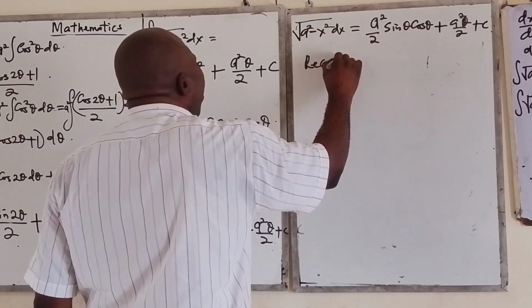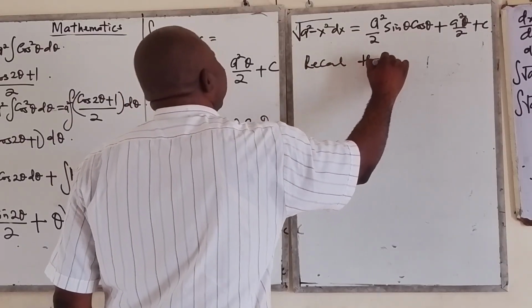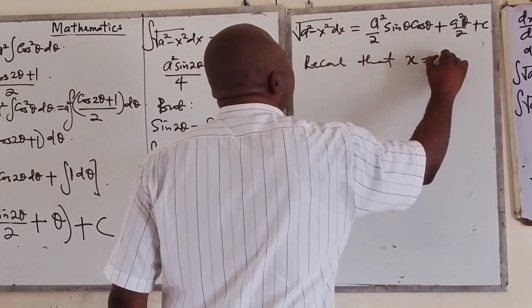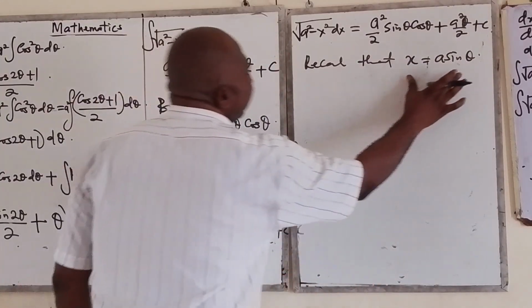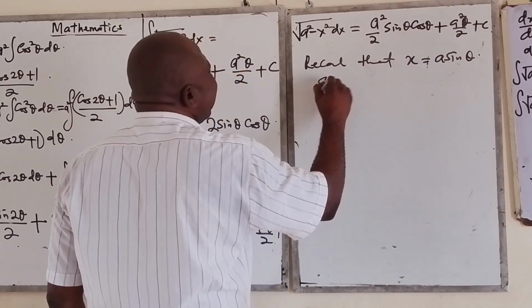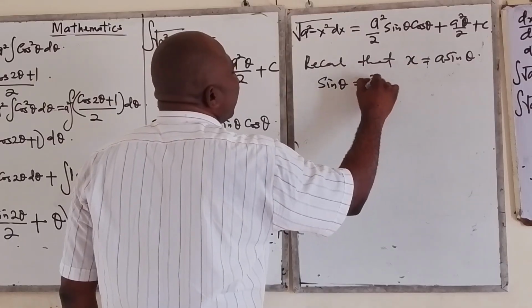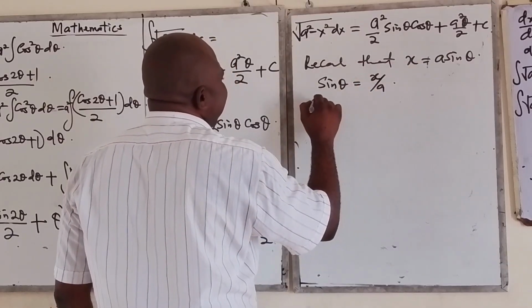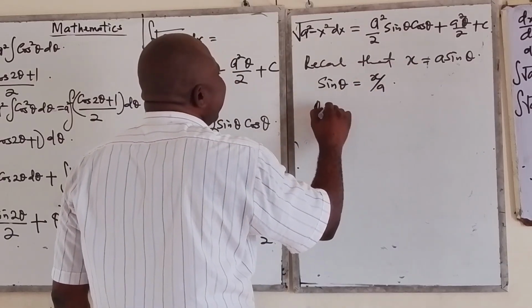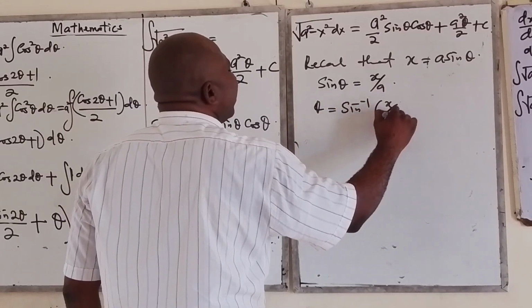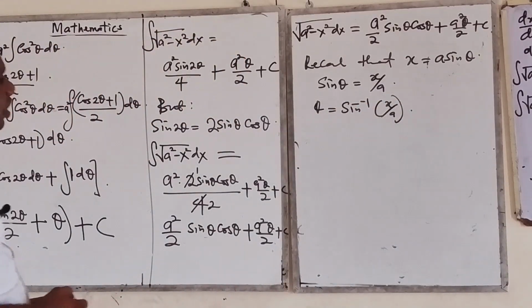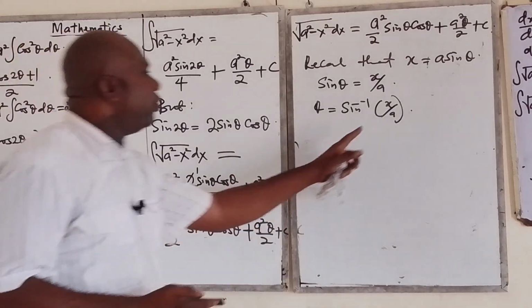Recall that x is equal to a sine theta. Yes, and if x is a sine theta, it means sine theta is equal to x all over a, and theta is equal to the sine inverse of x all over a. Good. Theta will be the sine inverse of x all over a.